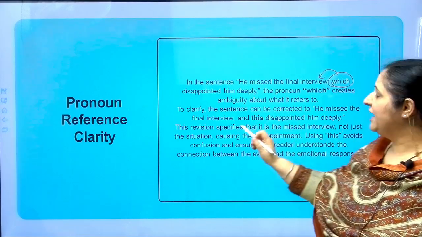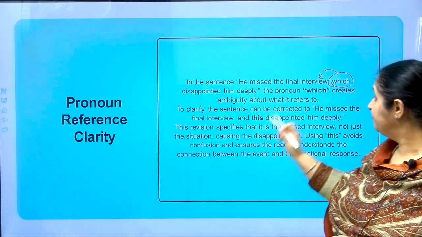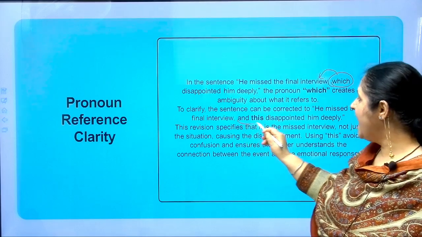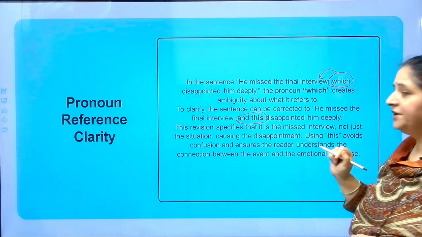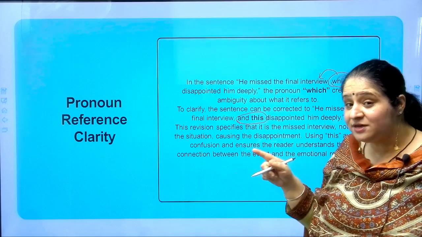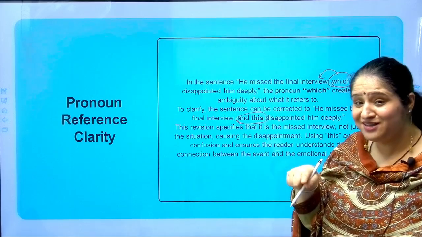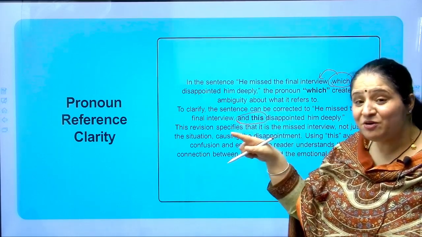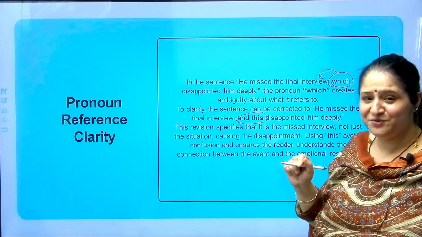ही मिस्ड द फाइनल इंटरव्यू. विच की जगह हम क्या लिखेंगे? एंड दिस डिसअपॉइंटेड हिम डीपली. And this disappointed him deeply. What disappointed him deeply? Not the interview. The missing of an interview disappointed him. Are you getting it, students?